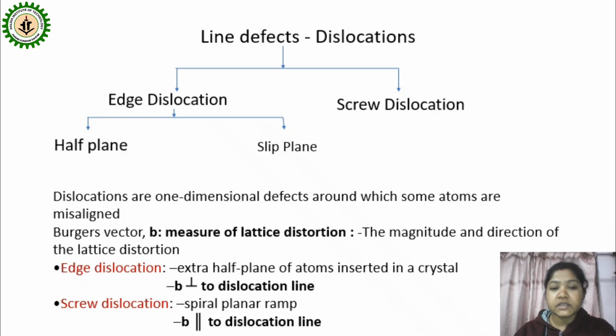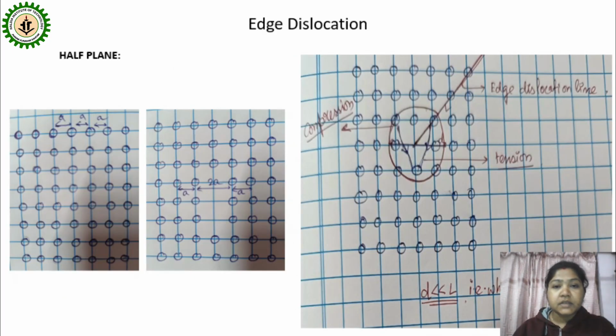Now for edge dislocations, the Burgers vector is always normal to the dislocation line, and for screw dislocation, the Burgers vector is always parallel to the screw dislocation line. Okay. Now come to the first, that is edge dislocation half plane. So why is it called half plane? First we are going to discuss these things.